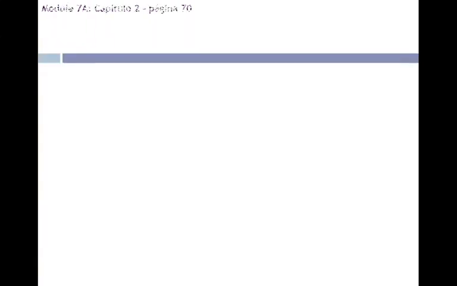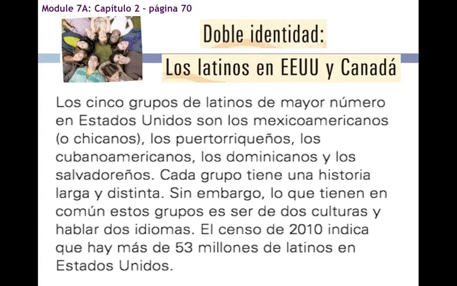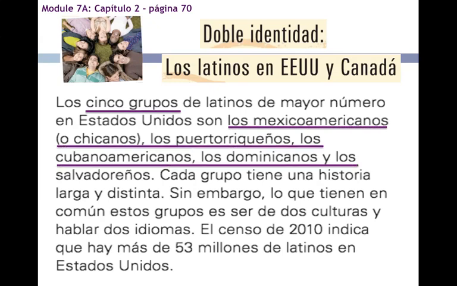Vamos. Los 5 grupos de latinos de mayor número en Estados Unidos son los mexicanoamericanos o chicanos, los puertorriqueños, los cubanoamericanos, los dominicanos, y los salvadoreños. So we can also think of them as the Centroamericanos, Central Americans, salvadoreños, de El Salvador.